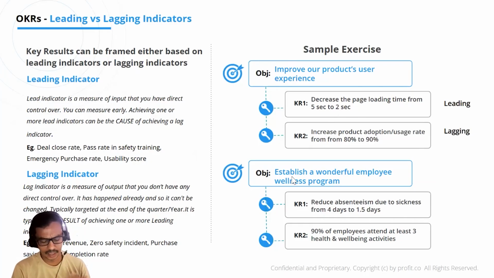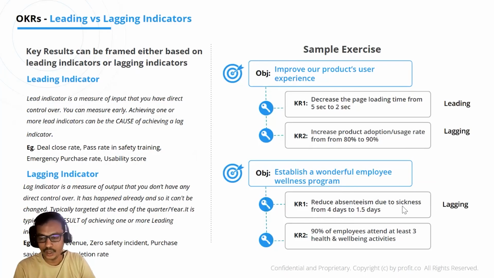Look at one more example on the bottom right-hand side. They establish a wonderful employee wellness program. The human resource department will have an objective like this, and they say that they want to reduce absenteeism due to sickness from 4 days to 1.5 days in every quarter, right? And 90% of the employees attend well-being activities. So if you look at the success of this objective, when people take less sick leave, that is going to measure the success of this objective. Hence, it is called a lagging indicator.